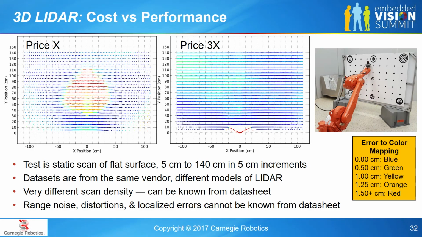This is another test we ran on some 3D lasers where we put them on a robot arm that we have. We scanned a flat wall, pulled back at a 5 centimeter increment, and then plotted all that data on a single plot here, colorized by range accuracy. So this is between basically touching the board at 5 centimeters up to 1.5 meters. And this is 2 different lasers that are available from the same vendor. One is price X, one is about 3 times as expensive.